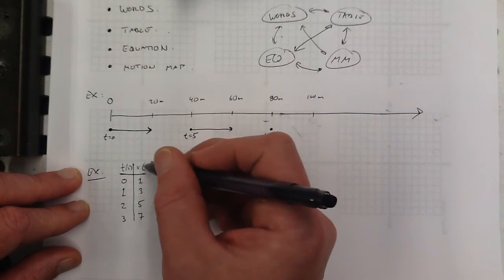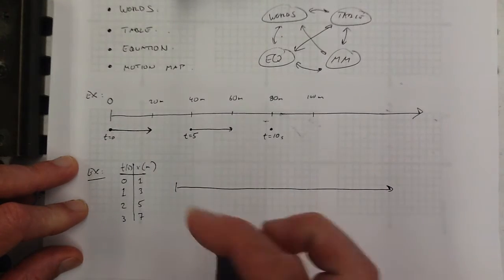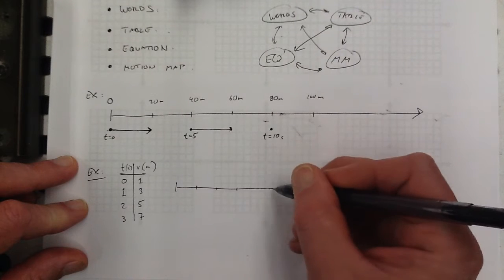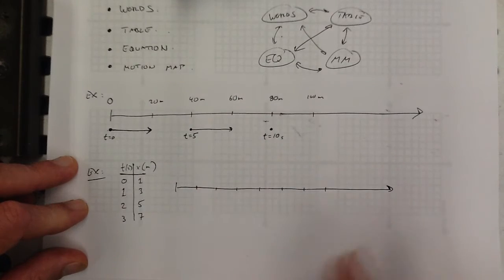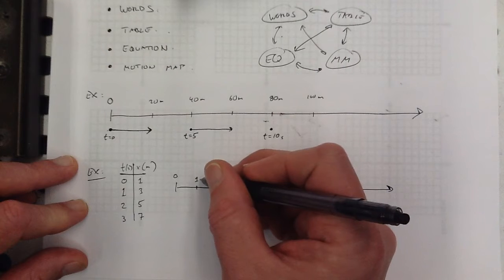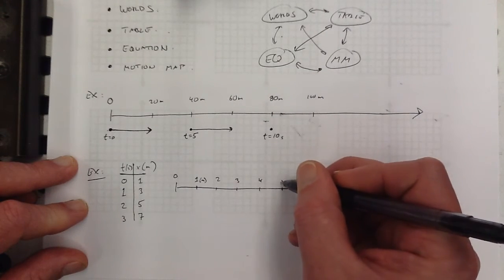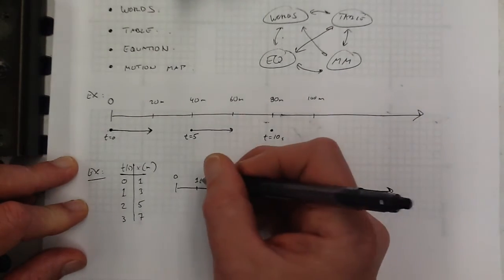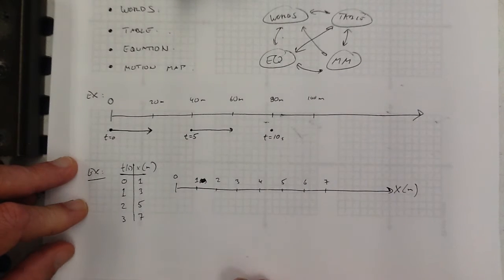So do I ever go into negative positions? No. So I'm going to go ahead and start at 0 and just go this one way. And then how far do I go? Go to 7. So I think I could do 1, 2, 3, 4, 5, 6, 7. Just make sure I have enough room. Here's 0, 1 meter, 2 meters, 3 meters, 4 meters, 5 meters, 6 meters, 7 meters. And instead of doing that, I think I'd prefer to do this. So we'll say this is x in meters.